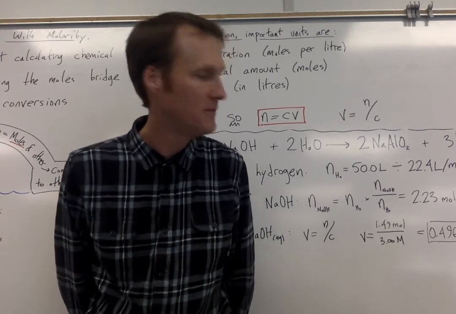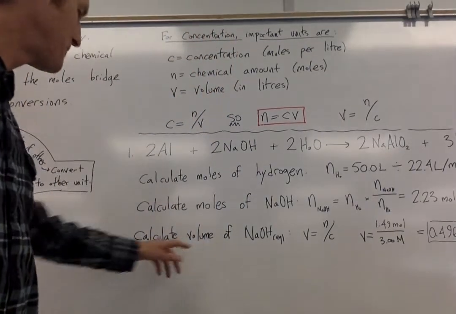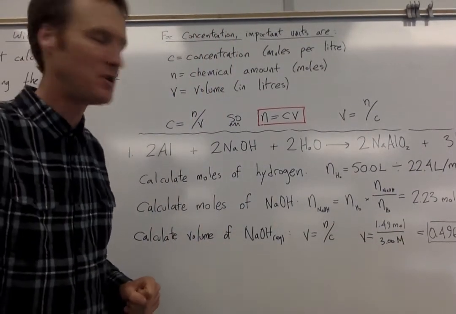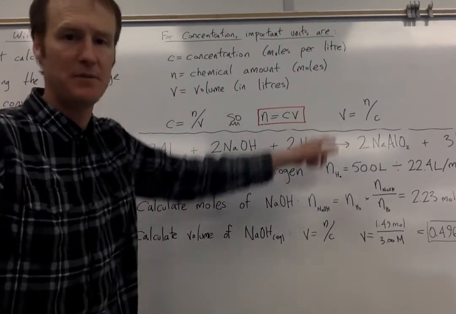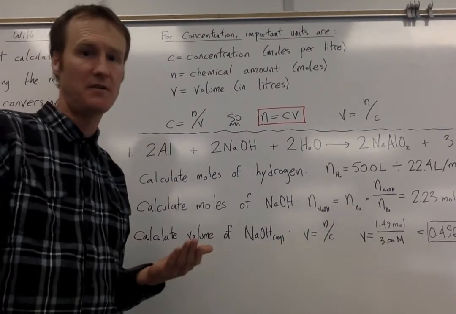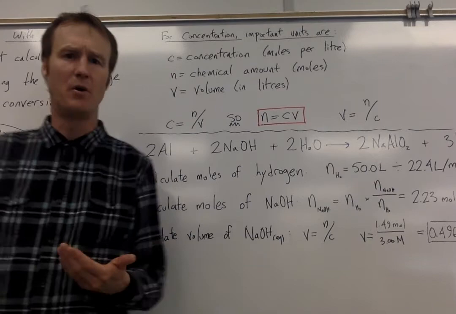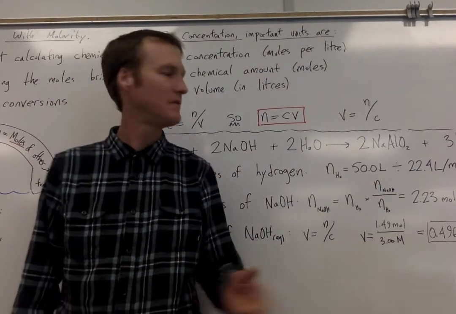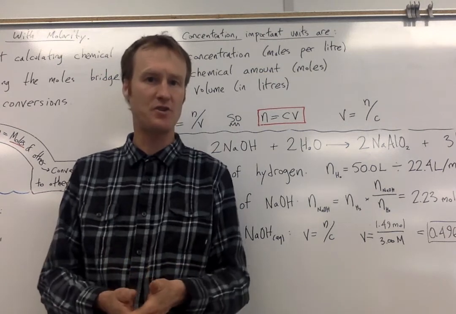They asked for the volume, and they gave the concentration. So to make that happen, we calculate the volume of sodium hydroxide being V equals N over C. Just like I said, that might be useful sometimes. 1.49 moles is our molar amount, divided by the concentration, the molarity, 3 moles. And I get 0.496 liters. So that's the answer to question 1.